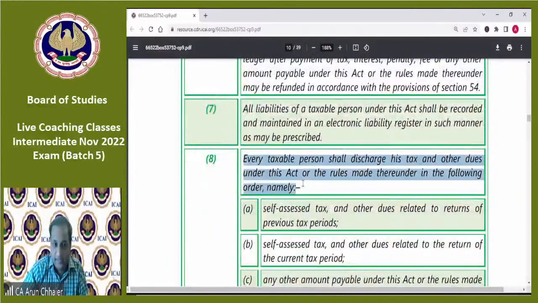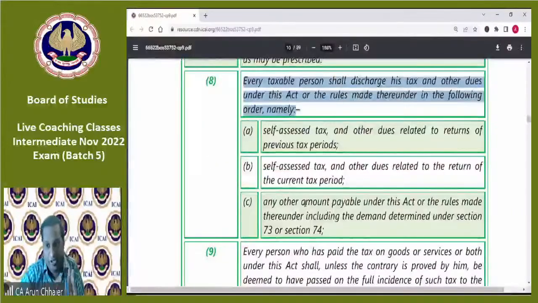Every taxable person shall discharge under this Act or rules made thereunder in the following manner. So there is a manner which is being prescribed.